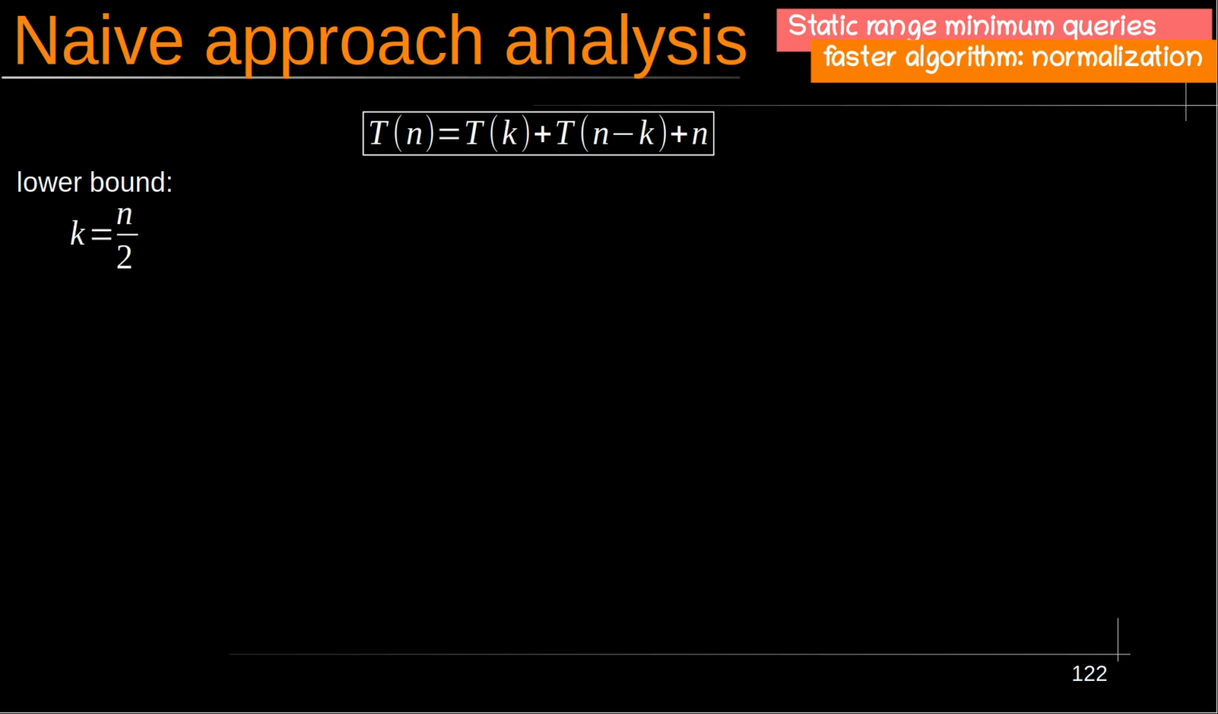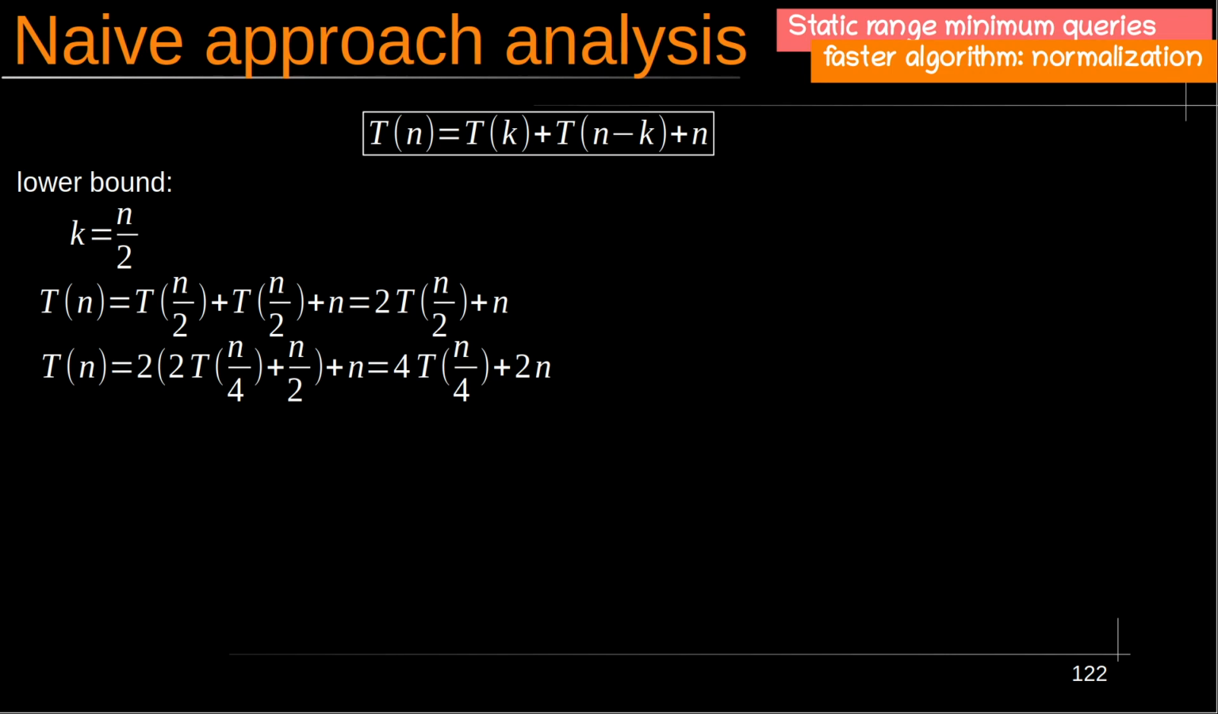So we will divide the array by 2. K is equal to n over 2. So we substitute k by its value. Our function T of n is equal to T of n over 2 plus T of n over 2 plus n. We can write it as 2 times T of n over 2 plus n. We substitute T of n over 2 again by its value: T of n over 2 is equal to T of n over 4 plus T of n over 4 plus n over 2. It's 2 times 2T of n over 4 plus n over 2, plus n. We can write it like this: 4T of n over 4 plus 2n.